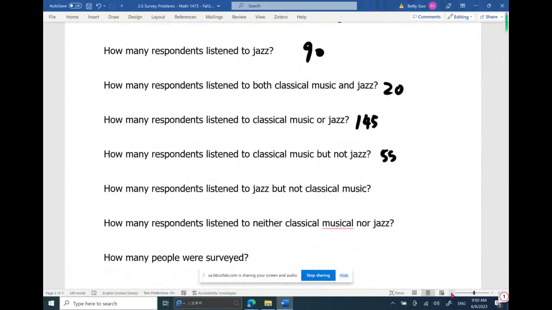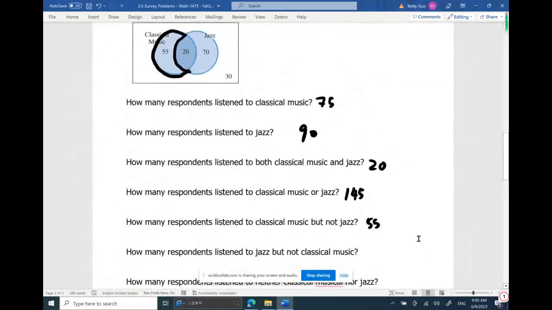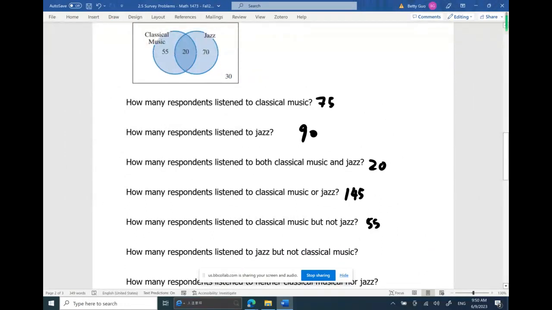Next part. Let me make it smaller, then we can see the whole question. How many respondents listen to jazz but not classical? Listen to jazz but not classical. That region represents the set. How many elements in it? 70.